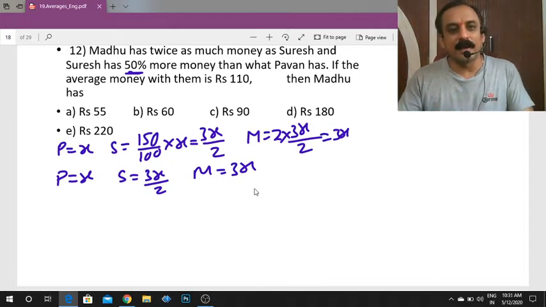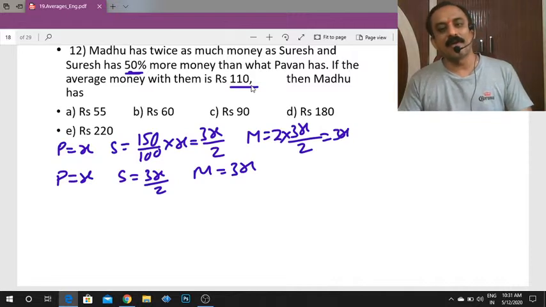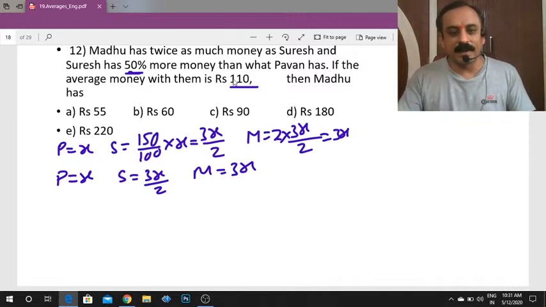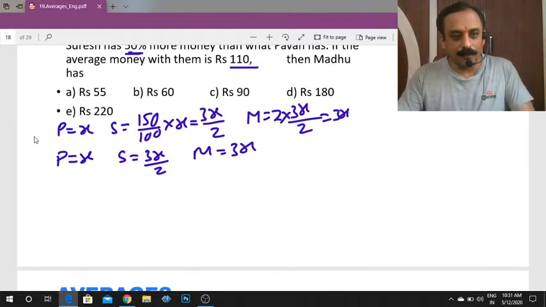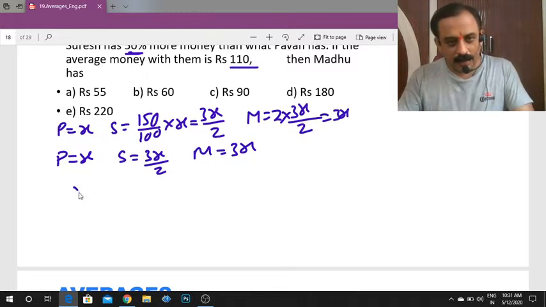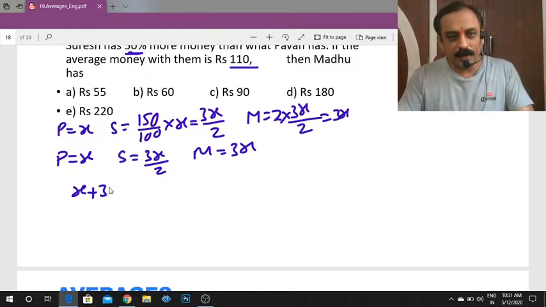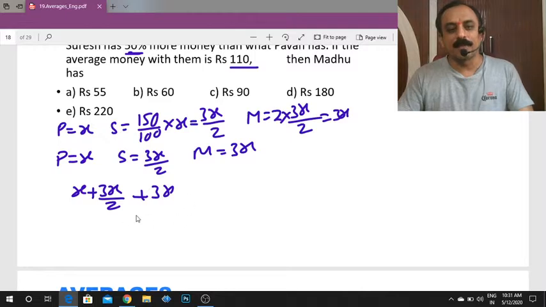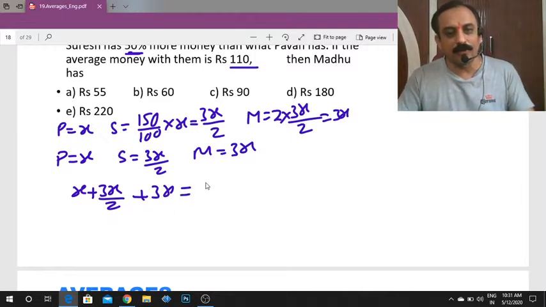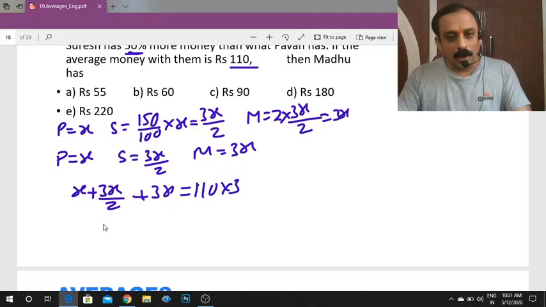According to the question, the average of these three members is 110 rupees. What is the meaning of average? Sum of observations by number of observations. Therefore, x plus 3x by 2 plus 3x, the total, by 3 is equal to 110. Send the 3 from left to right: 110 into 3. So now take the LCM.